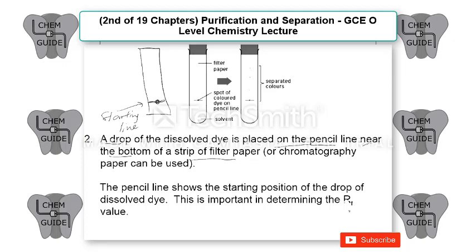This allows us to determine a value called the RF value. I'll elaborate more on this later on. The RF value tells us what that particular substance is, because different substances have different RF values.